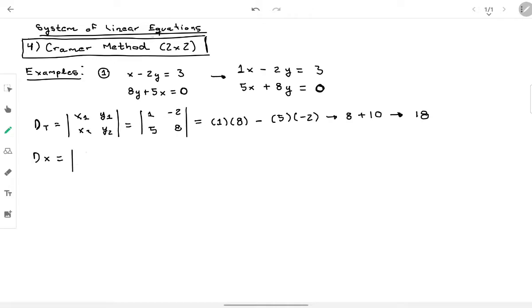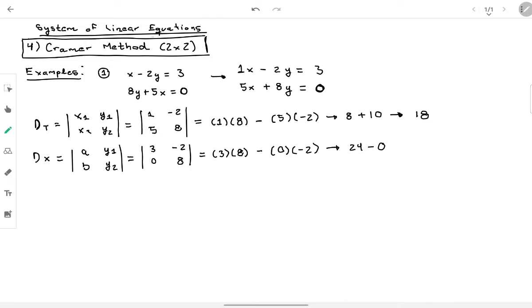So remember, it's going to be composed of a, b, y1 and y2. That will mean instead of putting the values of x, I will put the values that are after the equal sign, in this case 3 and 0. This one is going to be exactly the same, minus 2 and 8. So it's going to be 3 that multiplies 8 minus 0 that multiplies minus 2. So it will be 24 minus 0, or plus 0, because minus multiplied by minus is plus. It's going to be the same, 24.